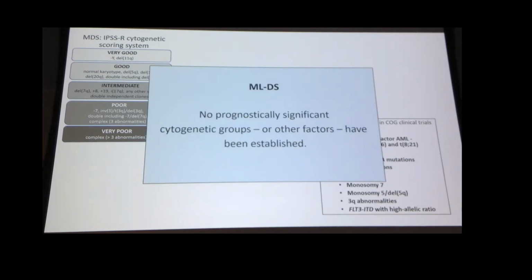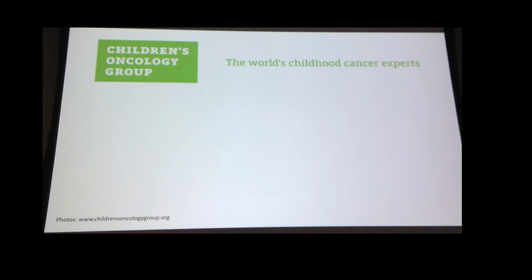But at the moment, we just don't have any prognostically significant cytogenetic groups, or really any factors at all, for children with acute myeloid leukemia in the setting of Down syndrome. We can't tell which kids are going to do well and which kids are going to do poorly. So this is where I'm going to start to talk about the projects I'm working on with Dr. Hirsch. We hope to start trying to come up with an answer to that big question of prognostic markers in acute myeloid leukemia of Down syndrome.